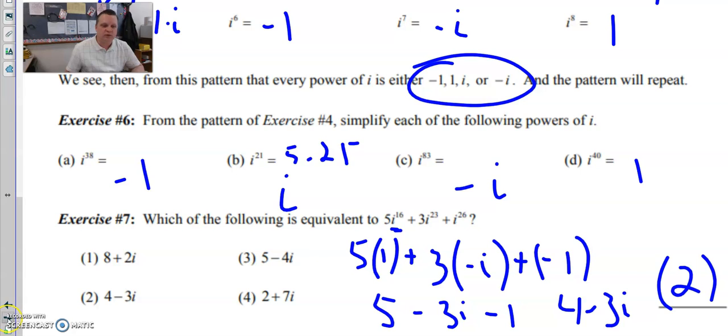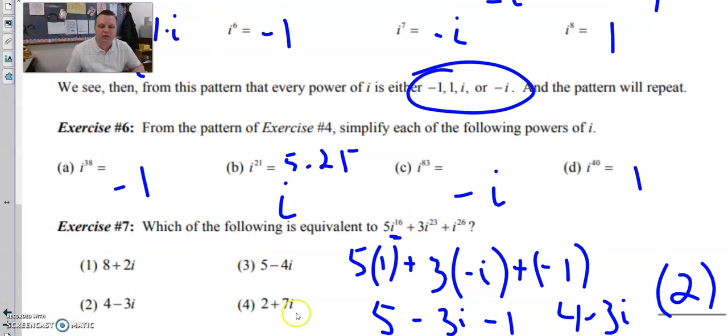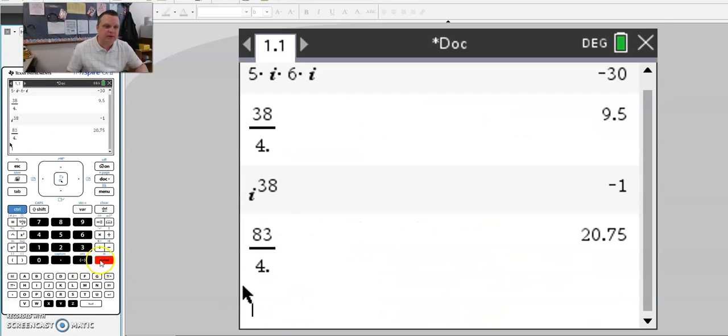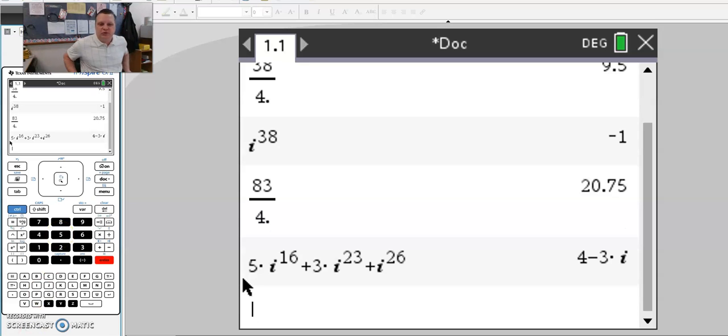Again, I know it might be a little confusing in the beginning, but you can always just put it in the calculator as well. Like if you put the whole thing in here, I'm almost out of time, let me see if I have enough time to do it. Let me pause. I hit enter too quick. Okay, so there it is. There's your 5I to the 16, and then you have plus 3I to the 23rd, plus I to the 26. Put it in your calculator, you get 4 minus 3I. And that's how they show it. And the I will always come second.